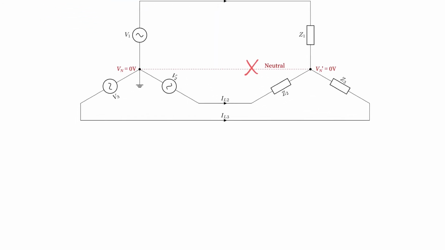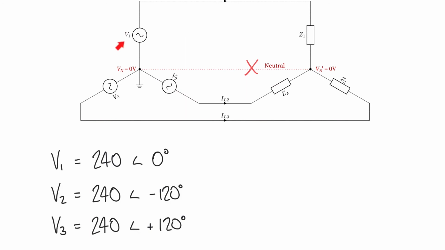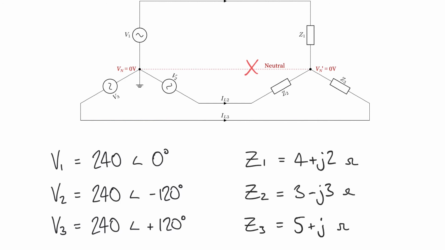We had V1, V2 and V3, our supply phase voltages being 240 volts at angles of 0, minus 120 and plus 120 degrees. And we had 3 impedances that were all different because we had an unbalanced network. We'll use the same impedances. We had 4 plus j2 ohms for Z1. Z2 is 3 minus j3 ohms, and Z3 is 5 plus j1 ohms.